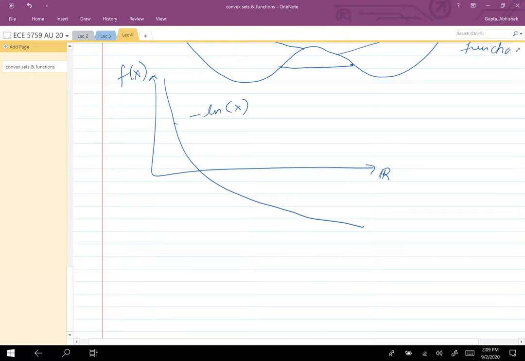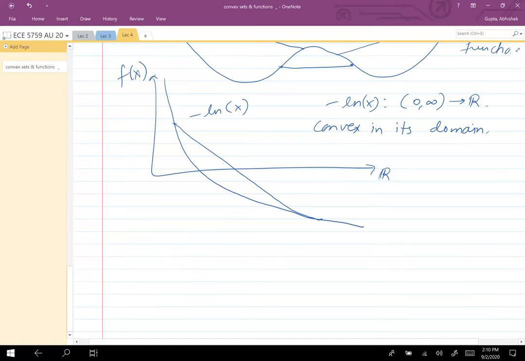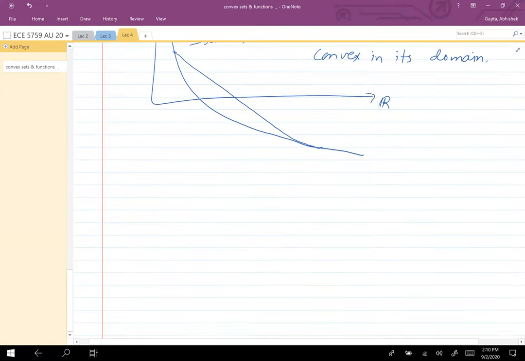Again, I can pick any two points and the line segment is above the function. Now minus log x is defined from 0 to infinity to R. So it's convex only in its domain, which is 0 to infinity. It's not convex over the entire space because it's not defined for x equal to 0 or x less than 0. So convex in its domain. So these are various examples of convex functions.